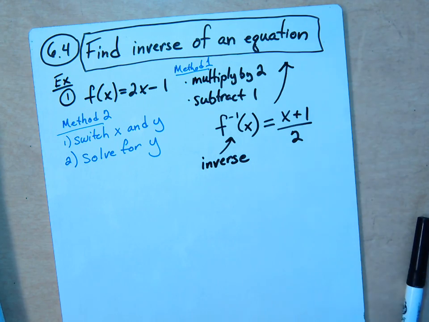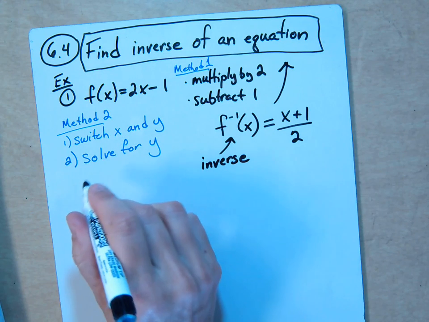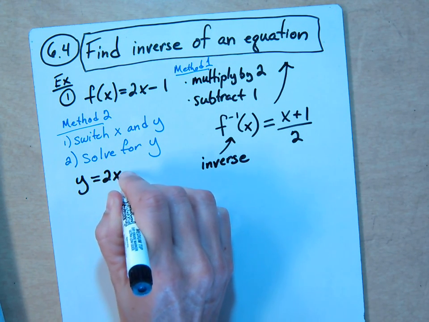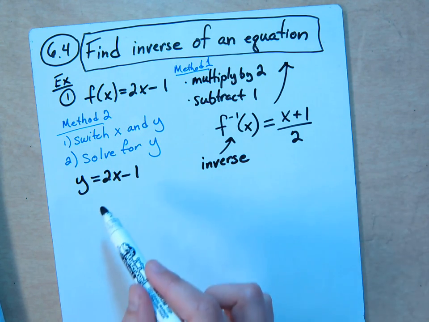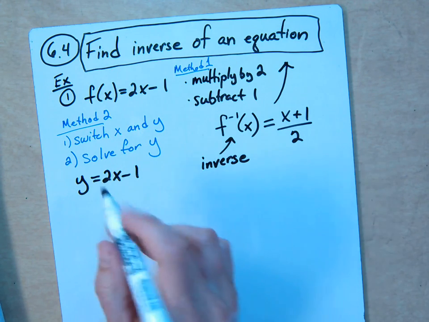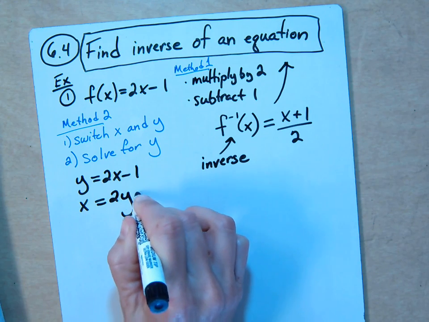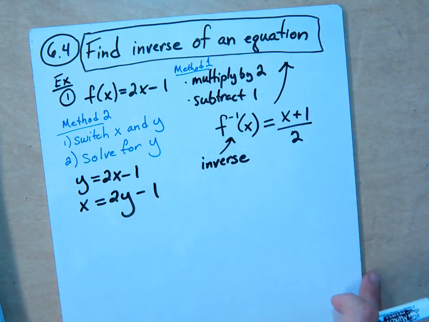This will achieve the same end result, but fortunately, you understand the meaning of what you're doing. So let's try this method 2. Our original function, we first need to write the original as y equals 2x minus 1. Okay, that's the same thing. You guys know that f of x and y mean the same thing. So that's just the original. Now you switch x and y. Literally replace the y with an x and replace the x with a y.